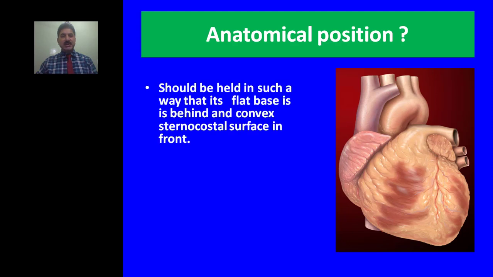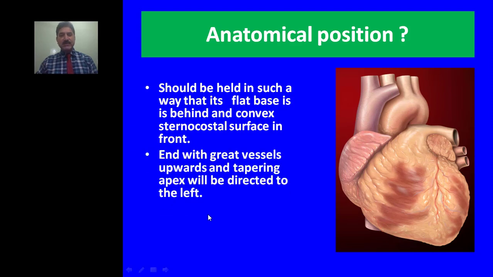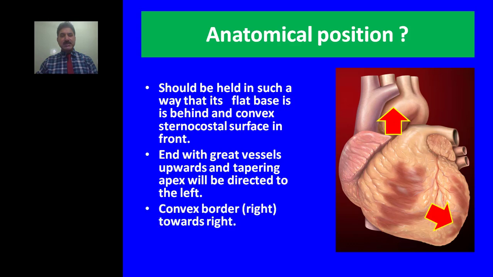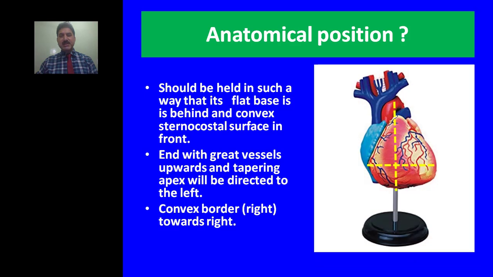Heart should be held in such a way that its flat base is behind and convex sternocostal surface is in front. The end of heart with great vessels should face upwards, and tapering apex will be directed downwards, forwards, and to the left. Convex right border of heart should face towards right. It should be held in such a way that two-thirds of the heart lies on the left side of mid-sagittal plane and one-third of it lies on the right side of this plane.